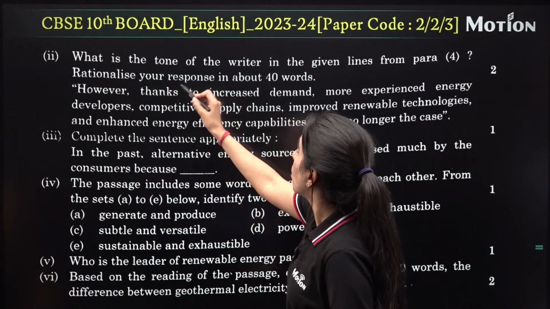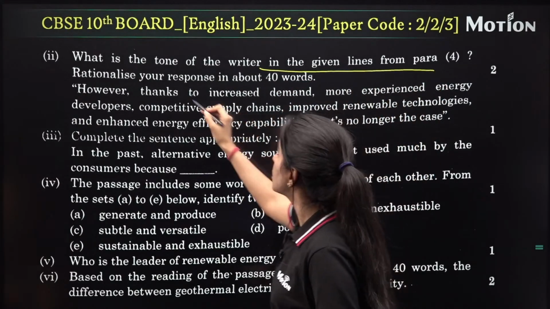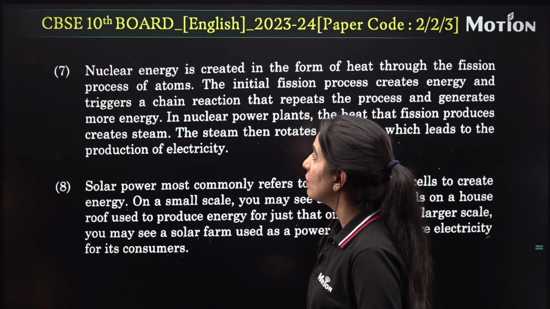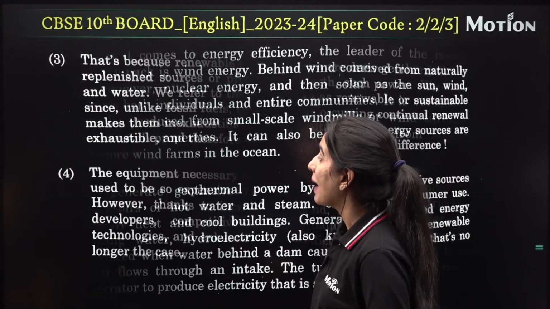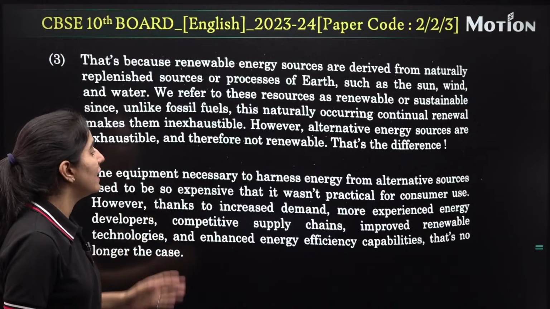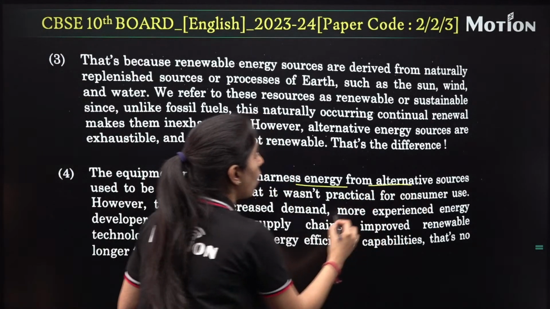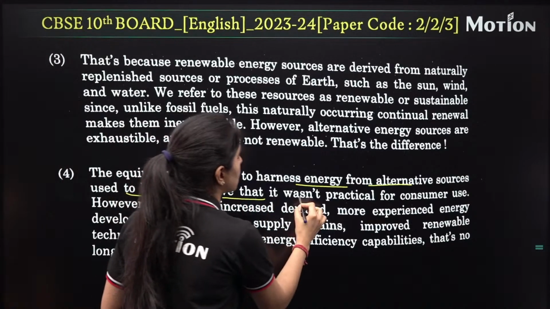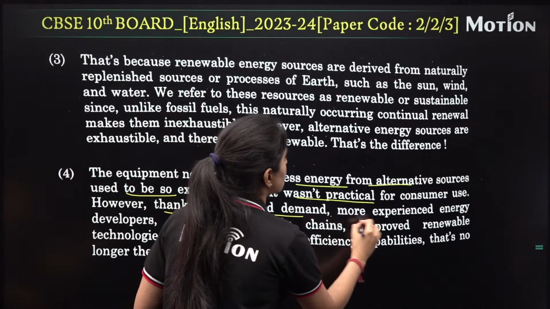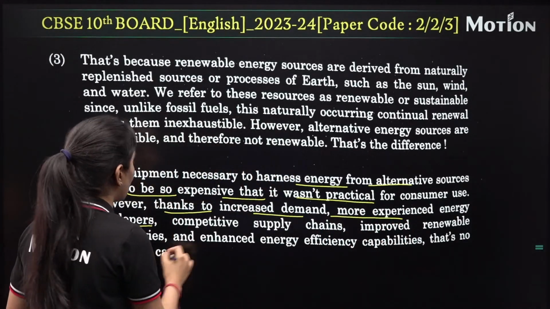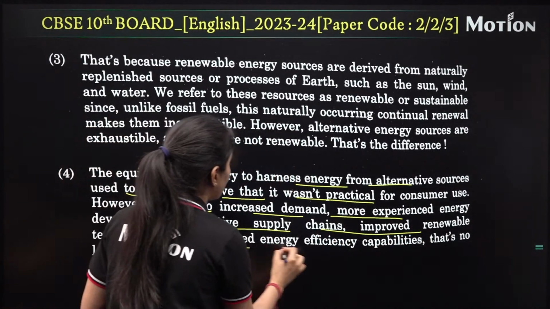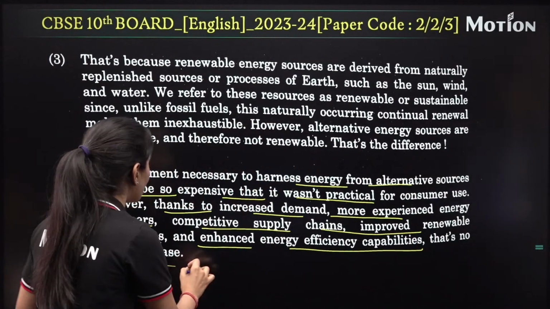Now what you have to do is, what is the tone of the writer in the given lines from paragraph 4? Let's go back to paragraph 4 again so that you can have a look at what the author is trying to say. Let's read this part once again. The equipment necessary to harness energy from alternative sources used to be so expensive that it wasn't practical for consumer use. However, thanks to increased demand, more experienced energy developers, competitive supply chains, improved renewable technologies and enhanced energy efficiency capabilities, that's no longer the case.